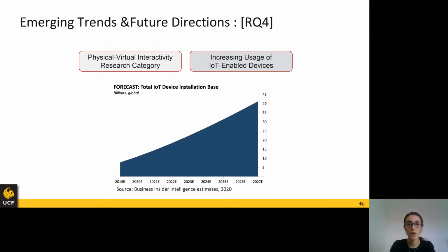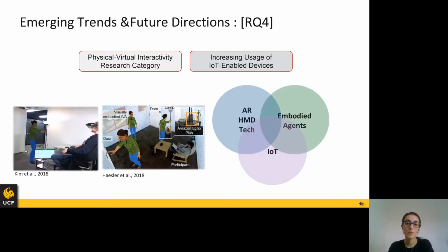Next, I want to draw your attention to the potential relationship between the physical virtual interactivity research category and also increasing usage of IoT-enabled devices. So we know that IoT-enabled devices are becoming more and more popular, as you can see in the plot on the bottom. And we saw a few examples that actually utilize IoT-enabled devices to increase the agent's physicality and give them more control over the physical environment, with positive findings. Because of that, we think there's a lot of potential in the nexus of AR technology, embodied agents, and IoT devices.